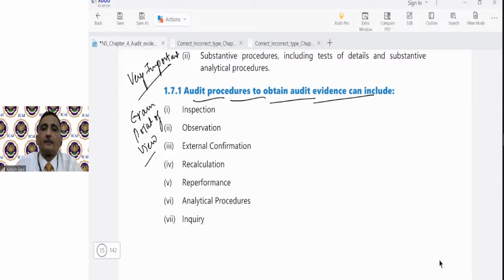So these are 7 different types of audit procedures which the auditor performs. Now again, these can be tests of controls, these can be substantive procedures, these can be risk assessment procedures. So first we shall understand what is the meaning of all these things. So we'll go one by one. So what is inspection, students?